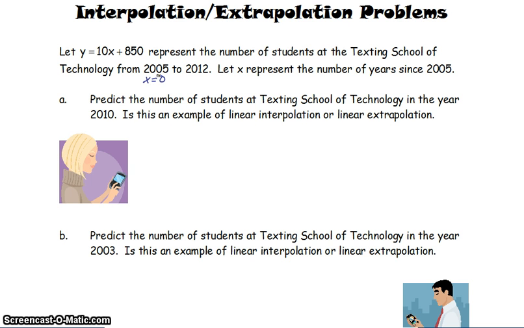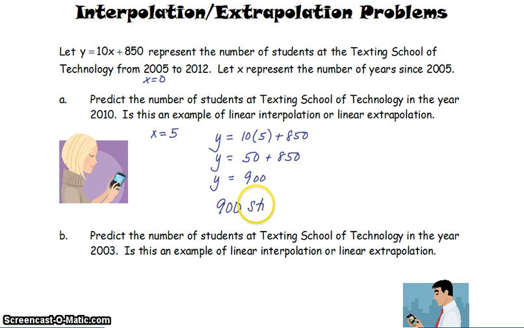So we want to predict the number of students at the Texting School of Technology in the year 2010. So the first thing we have to decide is how many years that is since 2005, and that would mean that x is equal to 5. Then we can go to our model and plug in a 5 for x, so we have 10 times 5 plus 850, so y is equal to 50 plus 850, which means that there would be 900 students predicted to be at the school in the year 2010.